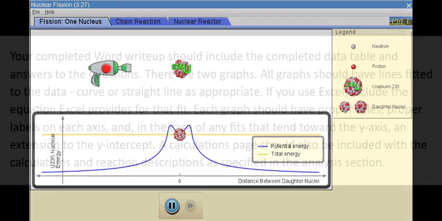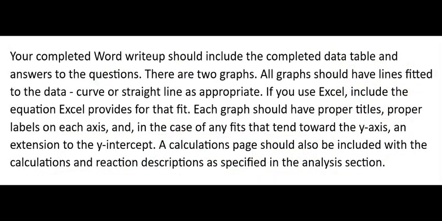Your completed Word write-up should include the completed data table and answers to the questions. There are two graphs. All graphs should have lines fitted to the data, curve or straight line as appropriate. If you use Excel, include the equation Excel provides for that fit.